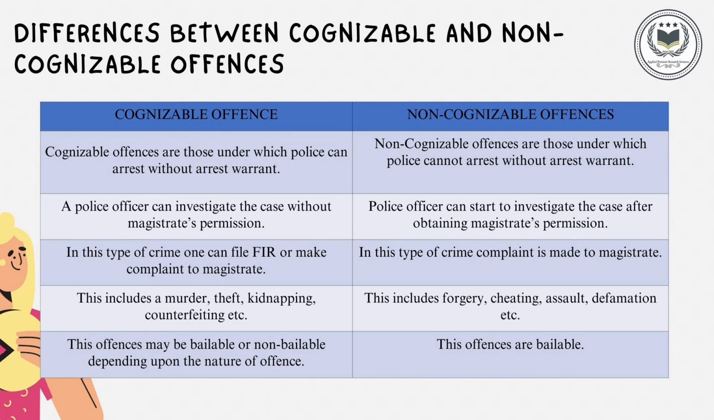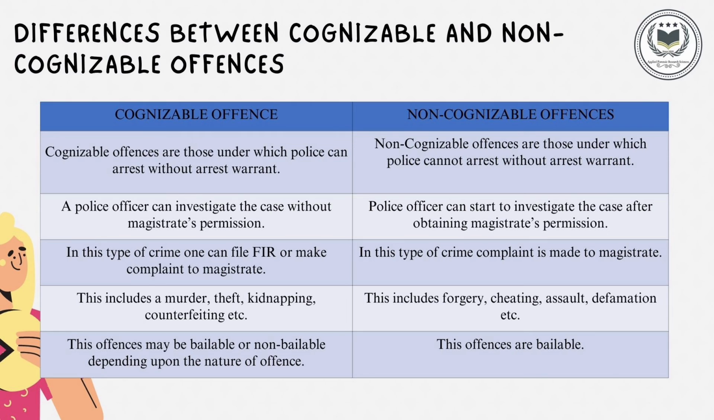Some differences between the cognizable and non-cognizable offences are: cognizable offences are those under which the police can make arrest without arrest warrant, and non-cognizable offences are offences in which the police cannot make arrest without arrest warrant. In cognizable offence, a police officer can investigate the case without magistrate permission. In non-cognizable offences, the police cannot start investigation without permission from the magistrate.